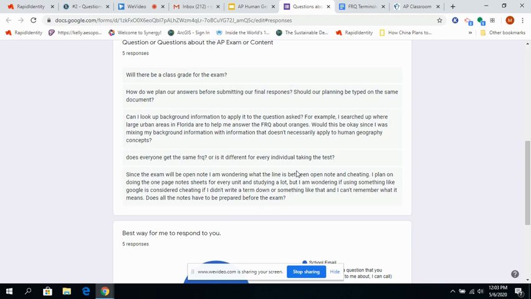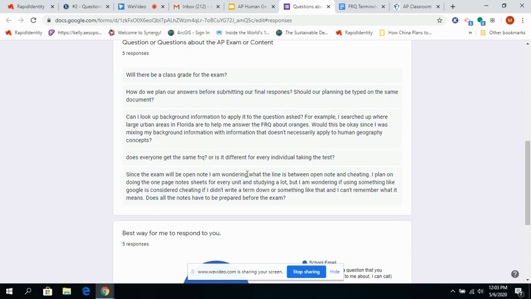Let's say you forget a term and you look it up really quick, you still have to be able to apply that term. You still need to be able to show relationships or come up with your own information about that term. So just knowing the definition or researching a definition is not good enough.